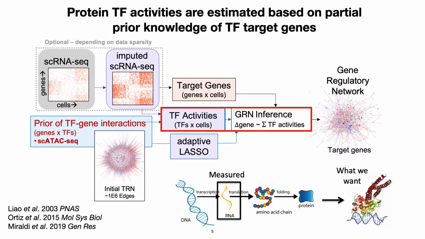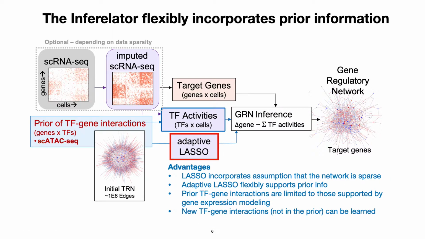The Inferelator models gene expression as a linear function of transcription factor activities. As a robust estimate of TF activity, rather than use TF transcript level, we use the expression of all of a TF's targets from our prior network. We also apply an adaptive lasso that more heavily weights interactions present in our prior. It's able to identify interactions in our prior that are supported by patterns in gene expression. It is also able to learn new interactions strongly supported only by gene expression.